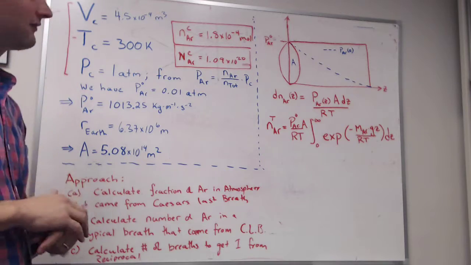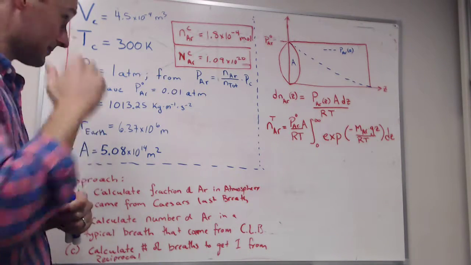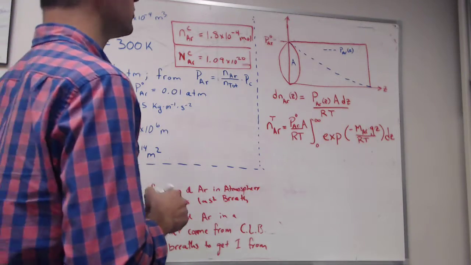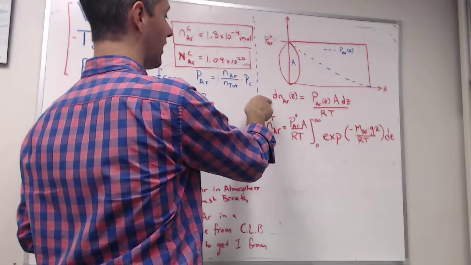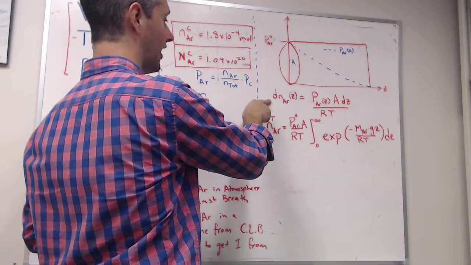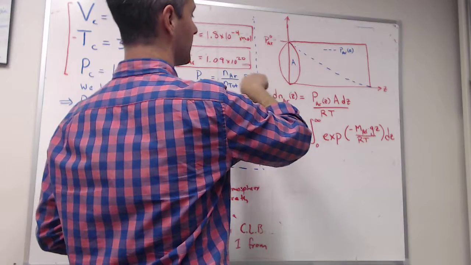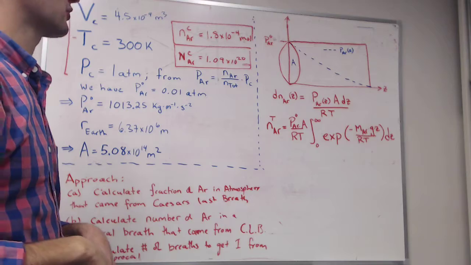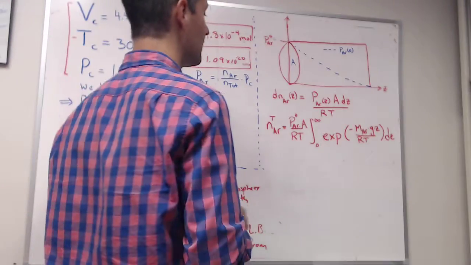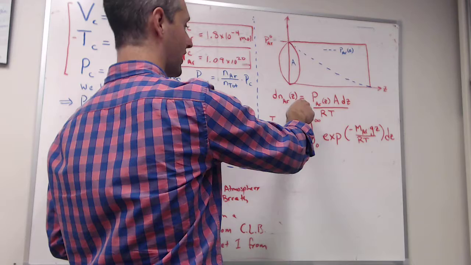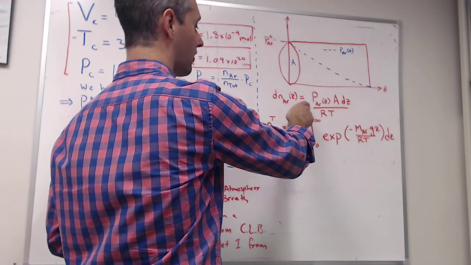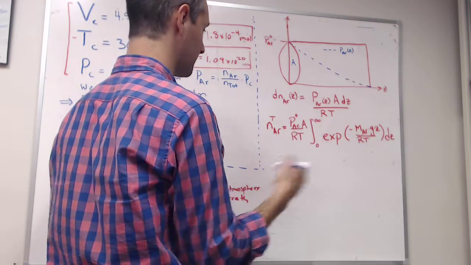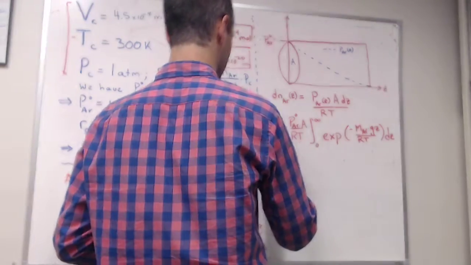Okay, so now let's see if we can figure out how many argon atoms are in the universe. Not the universe, sorry, the Earth's atmosphere. And so remember what we're going to do is integrate this expression over the coordinate that takes us from the surface of the Earth to the edge of the Earth's atmosphere. And so we're going to express P of argon as a function of distance in this particular way. And I've already kind of broken up the expression, so let me just write this down really quickly.